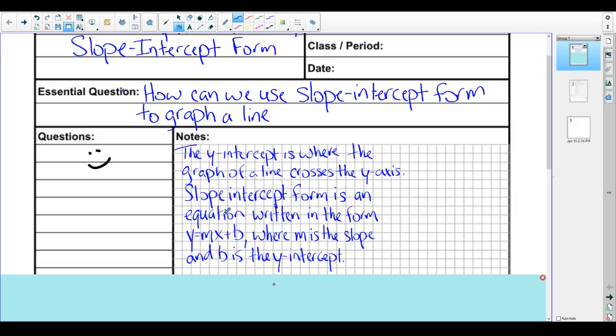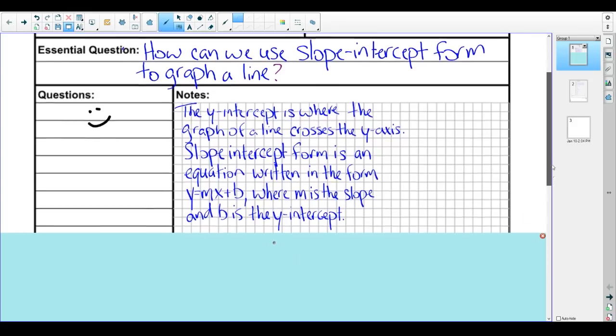Alright, so how can we use slope-intercept form to graph a line? So our y-intercept, that's the only part that's really new today, is the point where the graph of the line crosses the y-axis. So that's what intercept means. Okay, slope-intercept form is an equation written in the form y equals mx plus b, where the letter m is the slope, which we talked about this week, and b is the y-intercept, which is the part that's new. Okay? So that's what we're doing today.